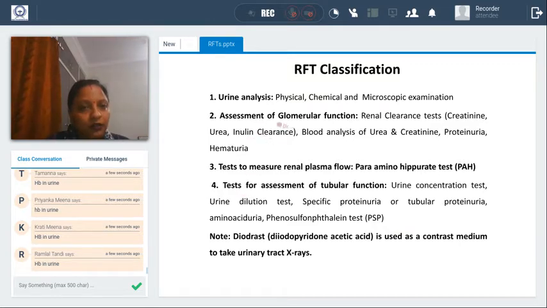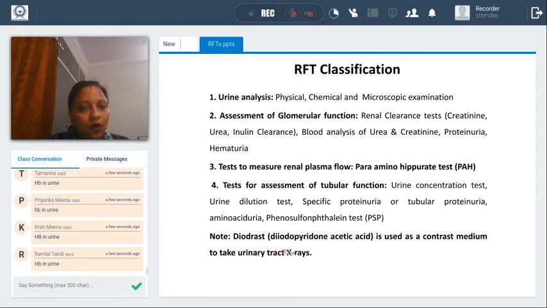Here there are four categories. One is urine analysis, in which we can examine physically, chemically, and microscopically. Second is assessment of glomerular function. Third is to measure renal plasma flow, and fourth is tests for assessment of tubular function. So there are two functions, glomerular and tubular. These are important in RFT. Here clearance tests are important, and urine concentration or urine dilution tests are important. This is the important fact.